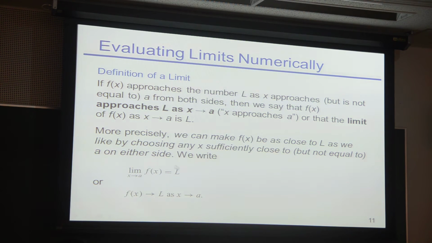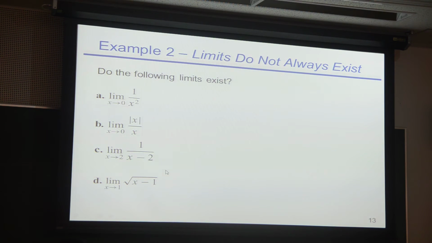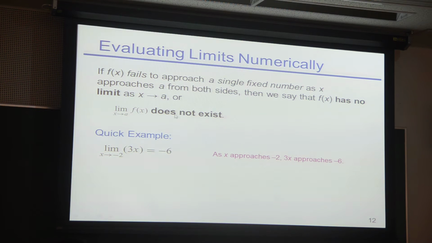Here's the notation. We can say f of x approaches L as x approaches A. And you can also write it like this. Then we also have this one: does not exist.